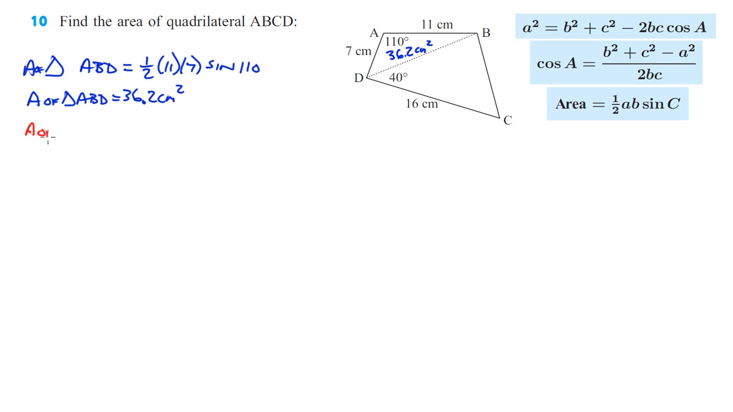So that's going to be area of triangle DBC. Okay, so DBC, the problem is we have the angle and we have this side, but we don't have this side here. So the first thing we're going to have to do is figure out what this side here is. Okay, so that's where we can go back and use our cosines, right? So to find DB, which is across from angle A, we know that side DB squared, because that's our A, is going to equal 11 squared plus 7 squared minus 2 times 11 times 7 times the cosine of that angle, which is 110.